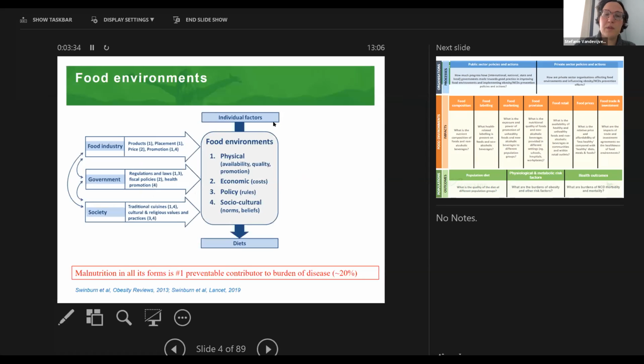Food environments are the physical, economic, policy, and sociocultural surroundings, opportunities, and conditions that determine people's food preferences and habits and so on. We know that food environments are quite important as a determinant of diets, and malnutrition in all its forms is also the number one preventable contributor to the burden of disease globally.